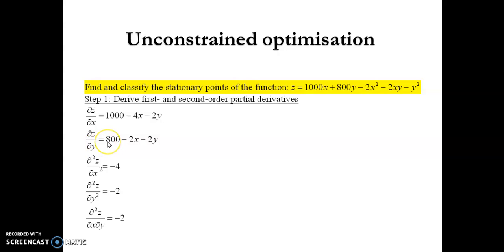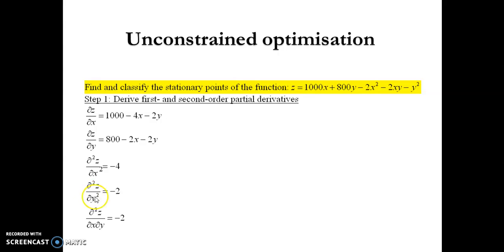Next, we need to get our second order partial derivatives. You can see with this second order direct partial derivative, I've taken this first order partial derivative and I've differentiated it again with respect to x. So if I differentiate this with respect to x, what do I end up with? Simply minus 4. And that is why it's referred to as a direct second order partial derivative, because I'm differentiating this first order partial with respect to x again with respect to x.